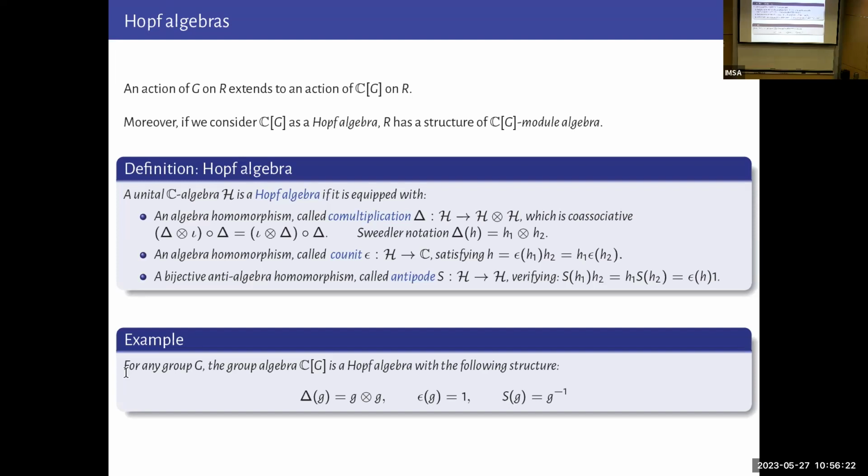Okay, so our example of a Hopf algebra is the group algebra. We take any group G, groups are discrete. The group algebra is a Hopf algebra with this structure. The comultiplication is given by the diagonal, so these are group-like elements. The counit on an element g is always 1, and the antipode is just taking the inverse.